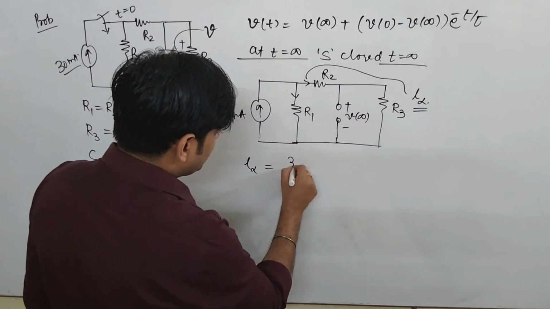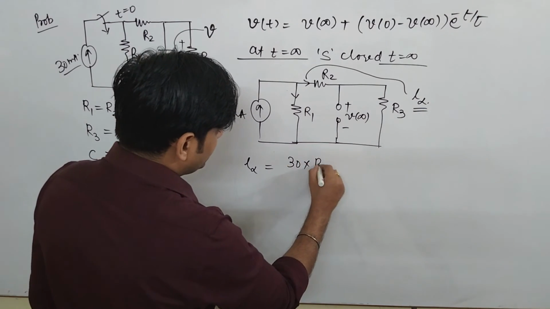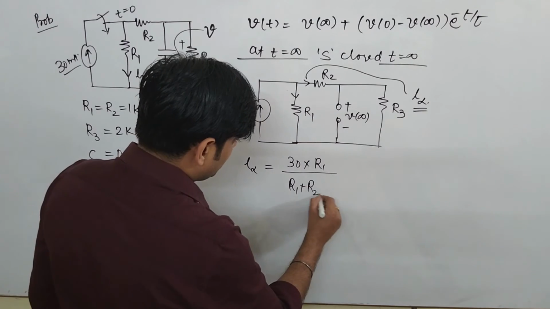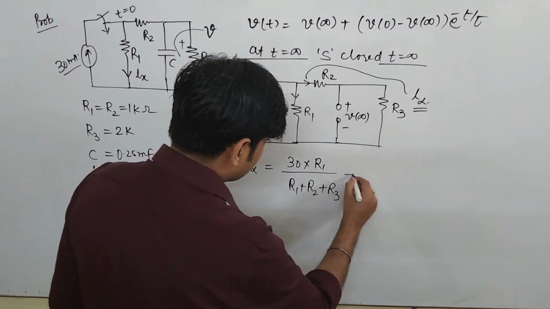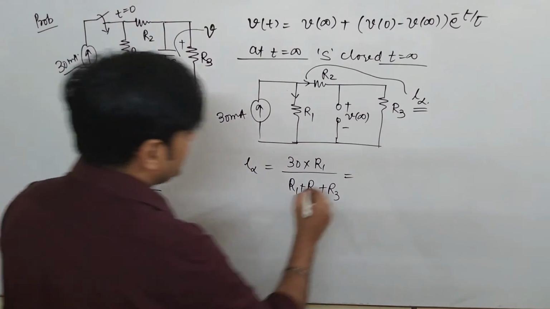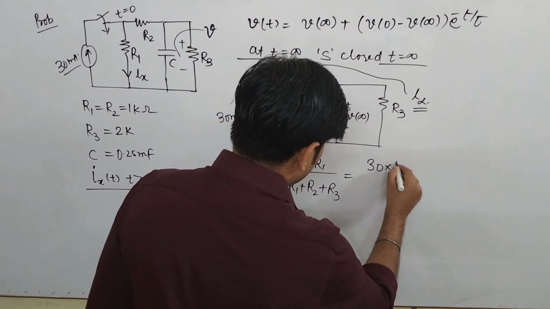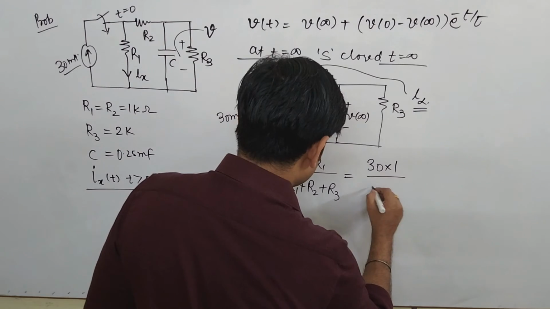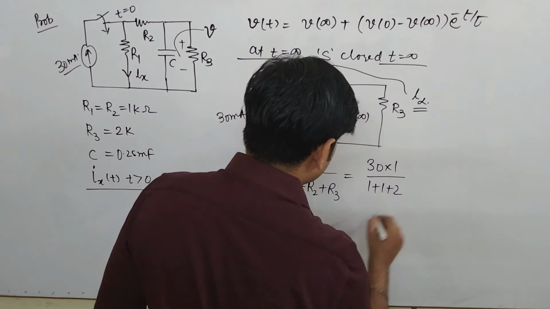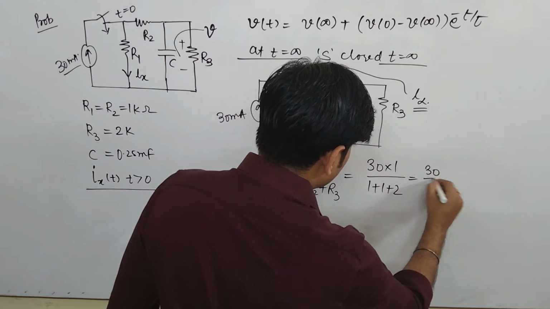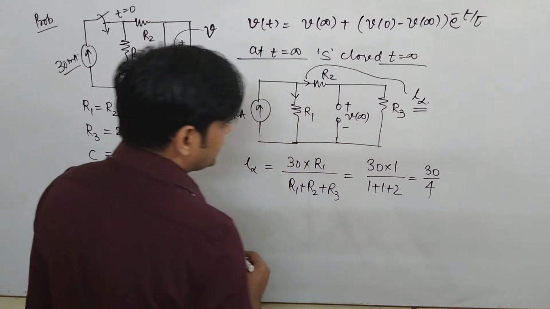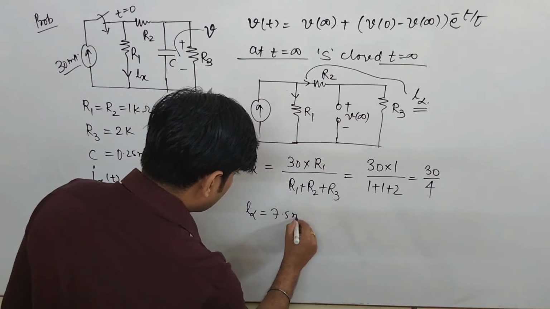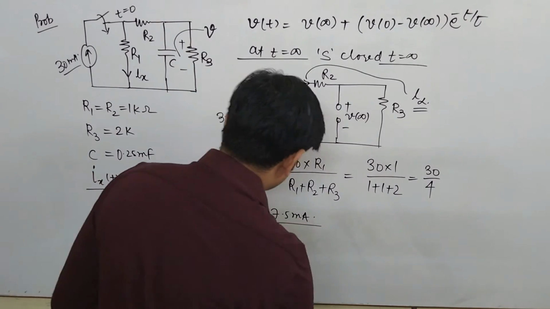This is 30 milliampere. So 30 into R1 upon R1 plus R2 plus R3. That is 30 into 1 upon 1 plus 1 plus 2, that is 30 by 4, or you can say it is 7.5 milliampere. This is I alpha.